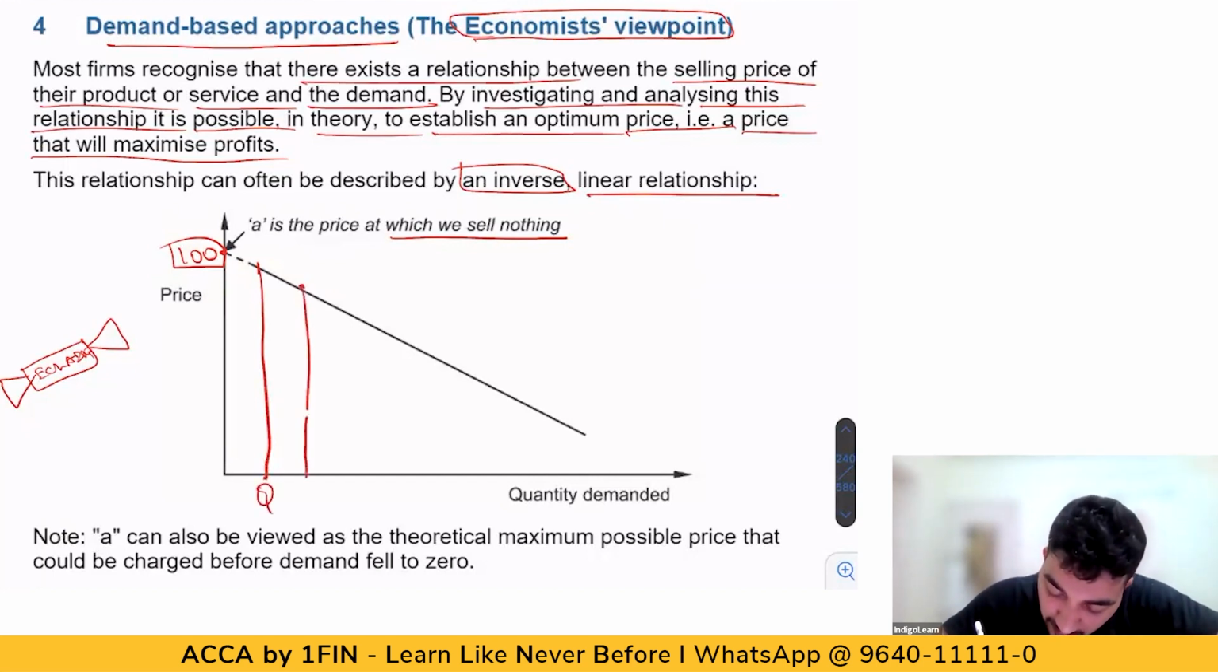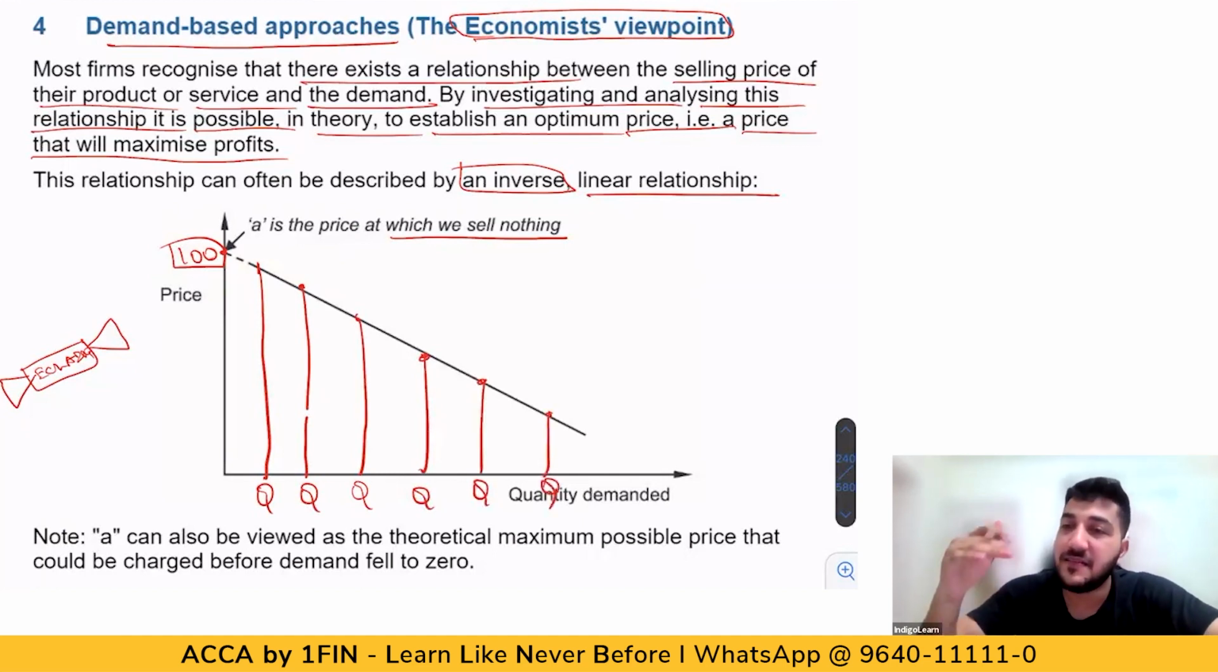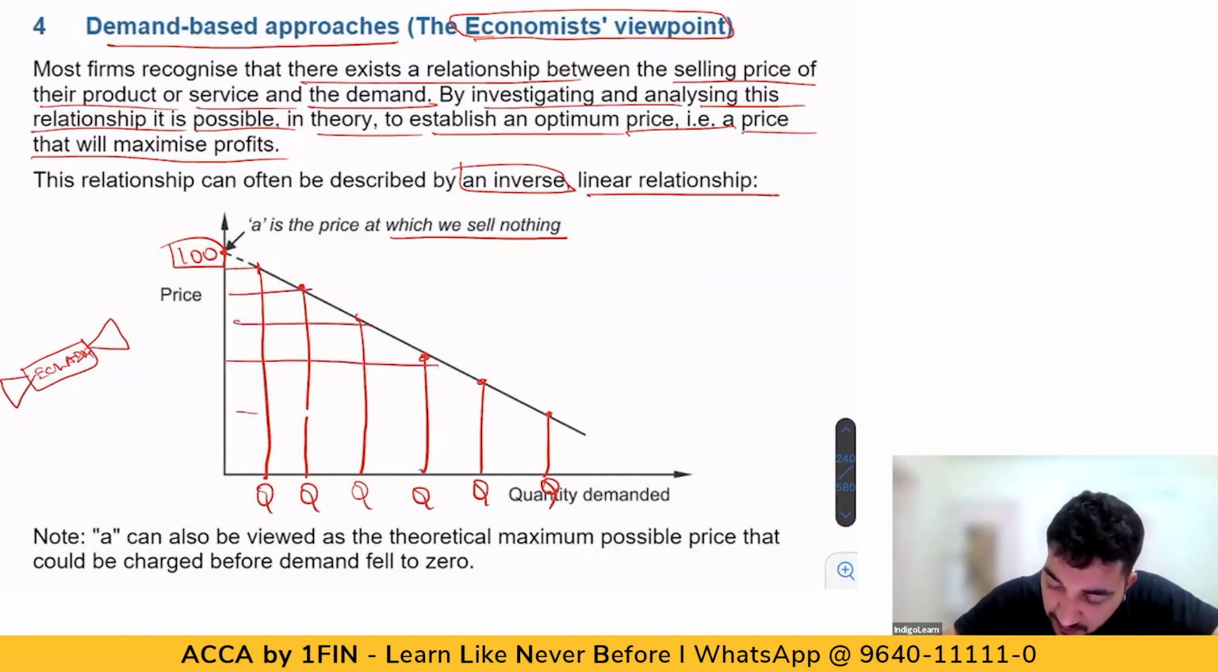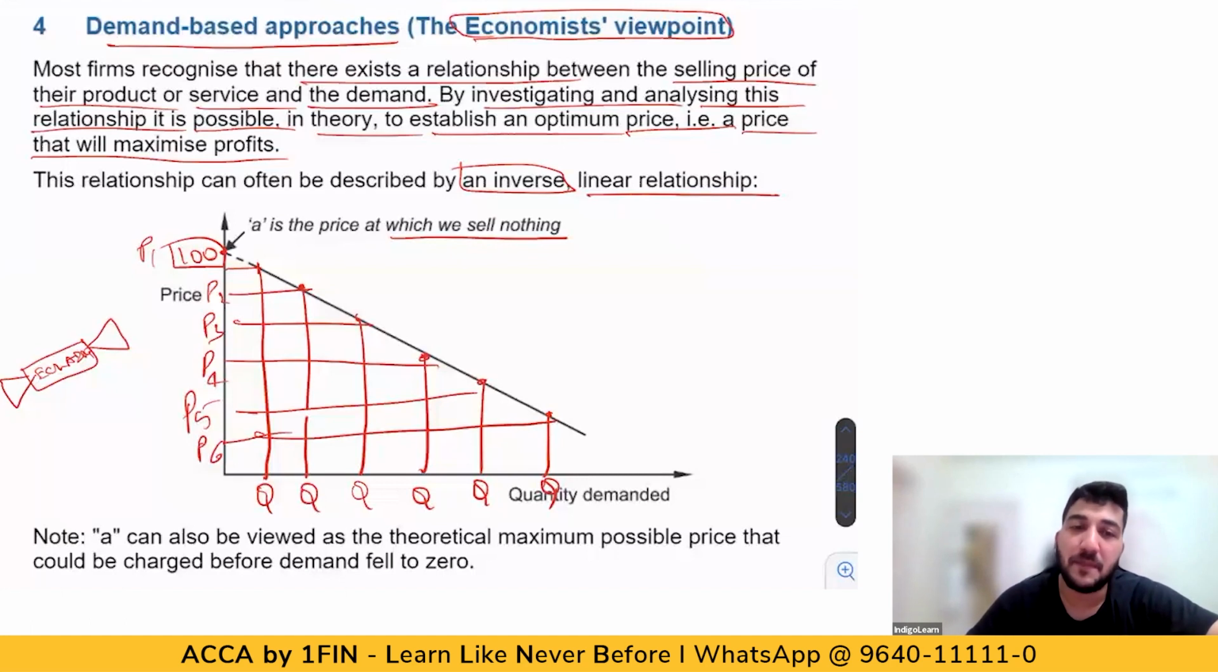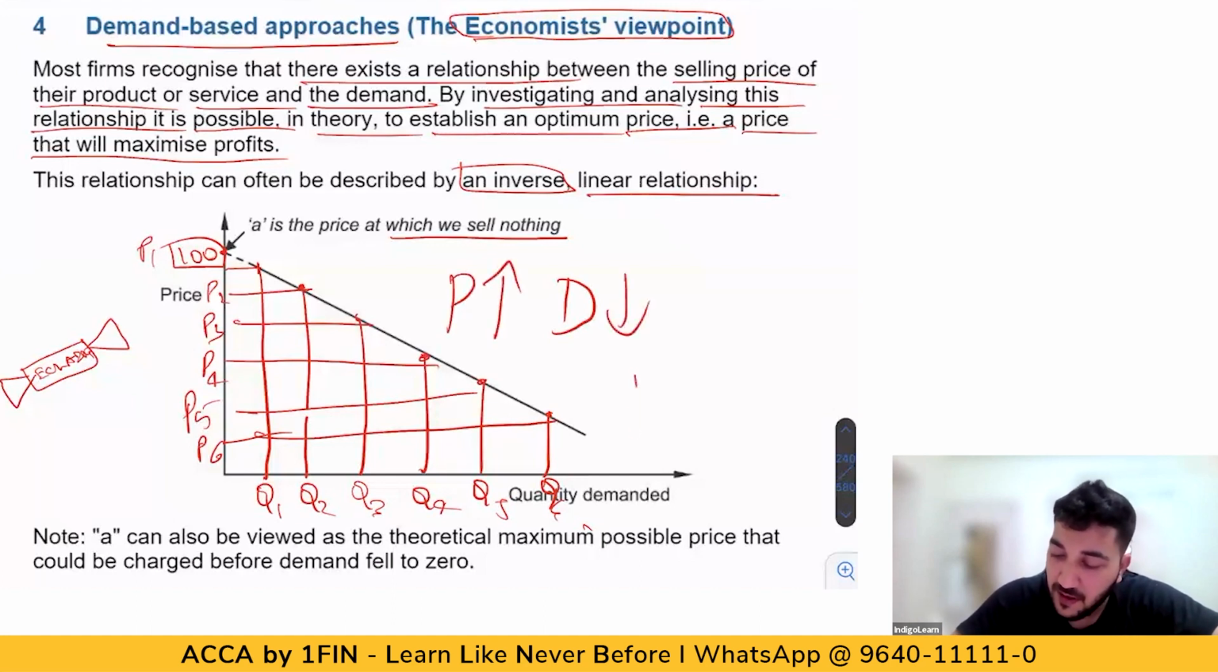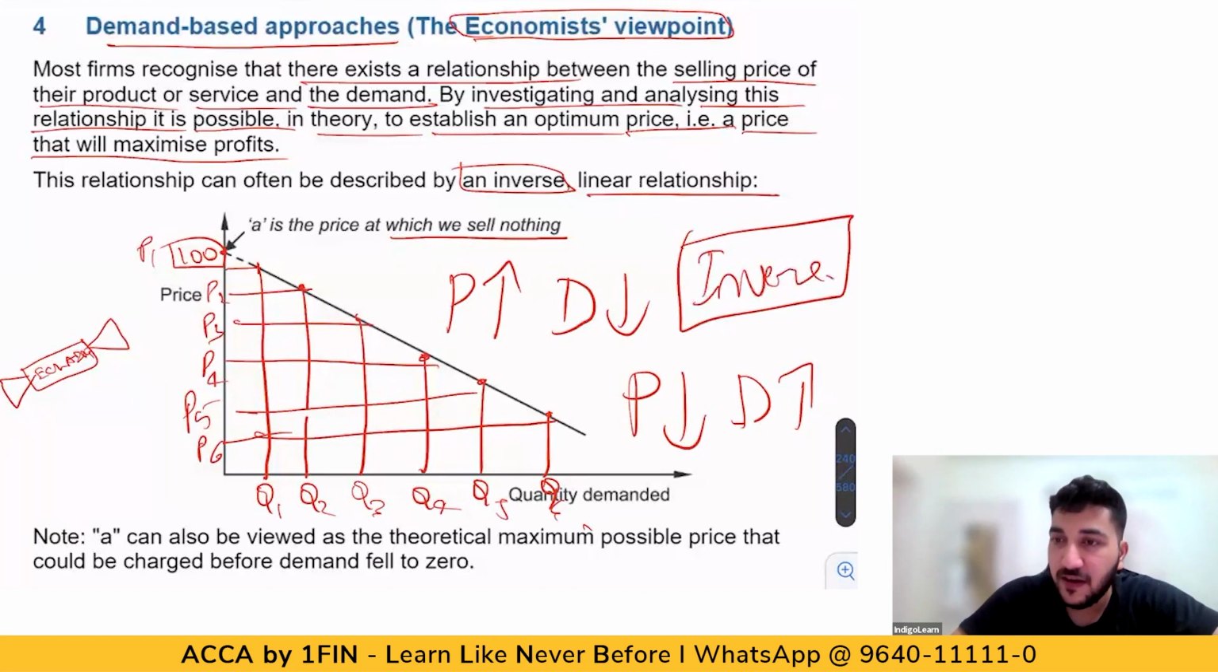If you reduce it further, the quantity sold will be this much. If you reduce it further, it will be this much. Reduce it further, reduce further. So what do you see? As the price reduces, this is P1, P2, P3, P4, P5, P6. So what is happening? As the price reduces, the demand increases: Q1, Q2, Q3, Q4, Q5, Q6. So when price increases, demand decreases. Price decreases, demand increases. This type of relationship is called what? Inverse relationship. Simple, no?